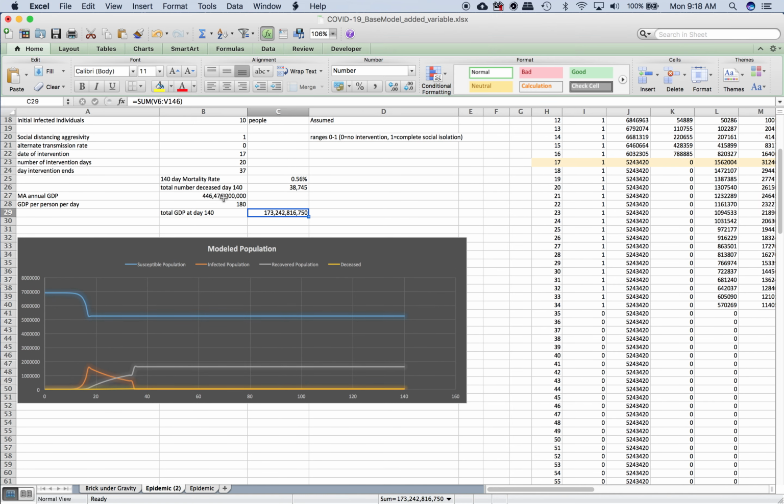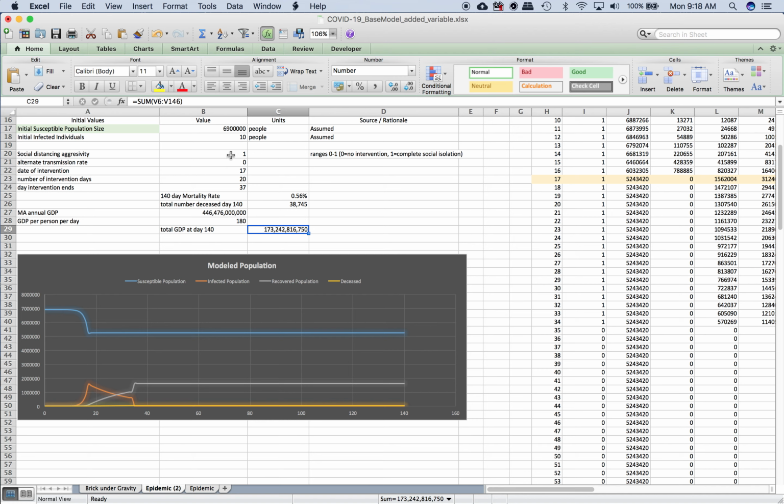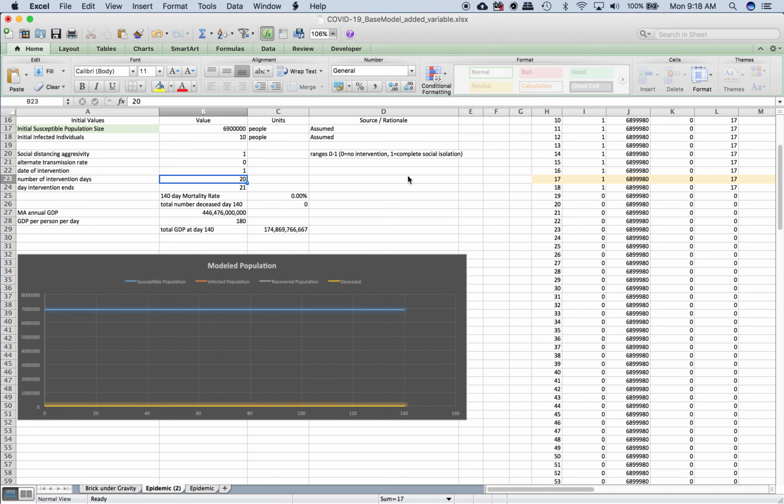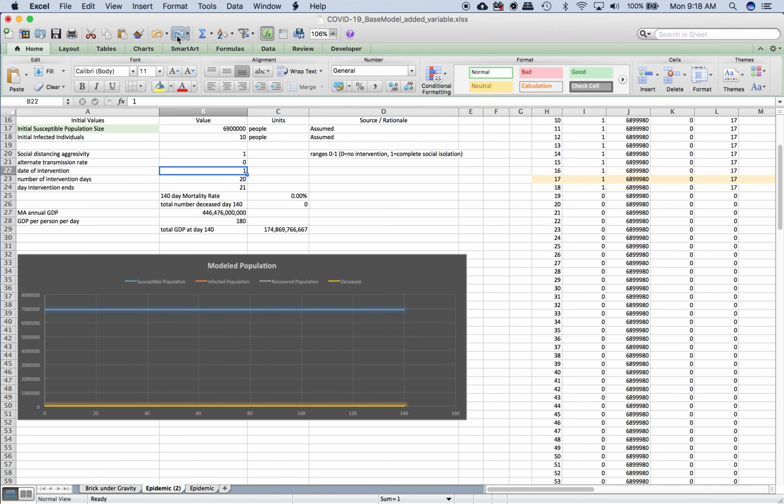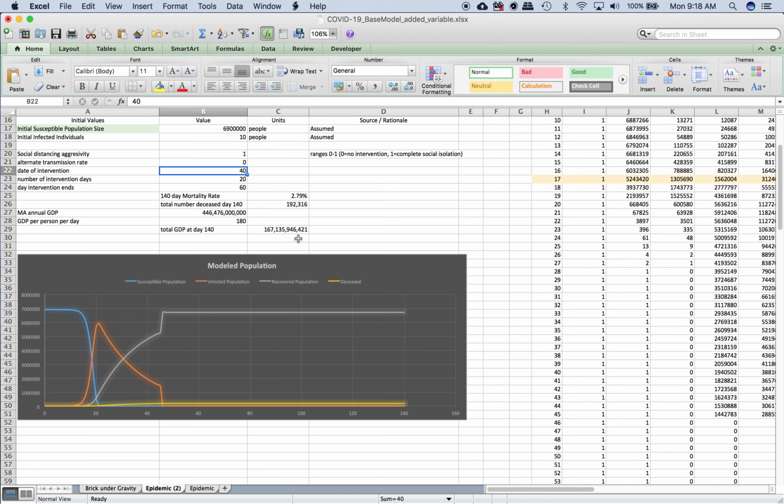And so if we have no infection, to show you what the base GDP would look like, we do aggressive social distancing at day 1. We have 0 mortality rate, we have 0 infections, and we've got a total GDP of 174 billion. If we actually have infections, let's say it's a significant infection, I'm going to put the intervention day too late, day 40. And you see that we've decreased our total GDP from 174 to 167.